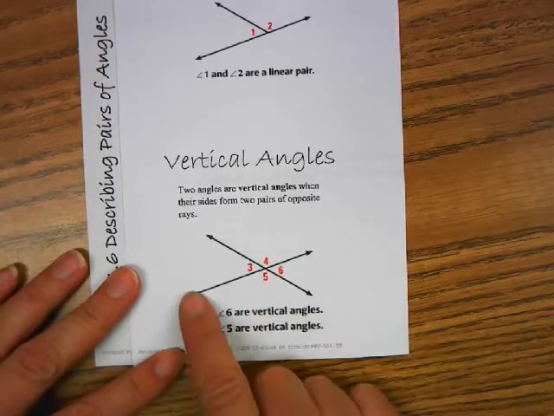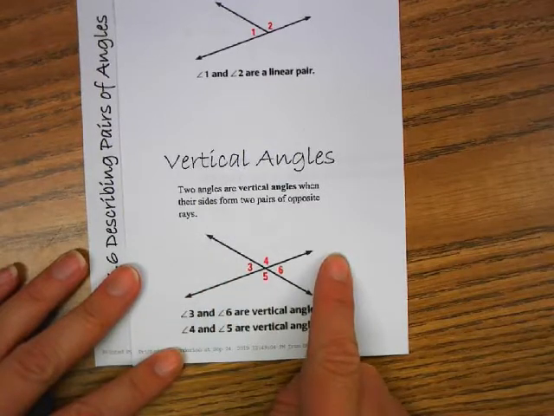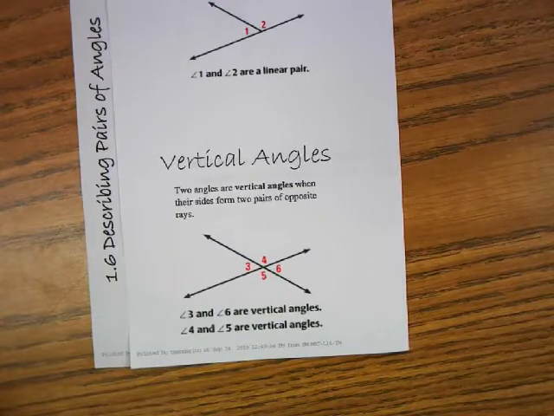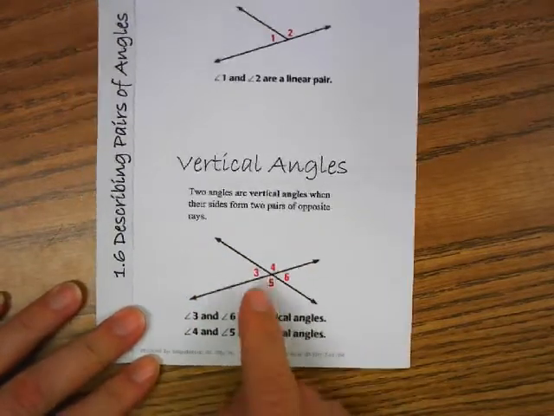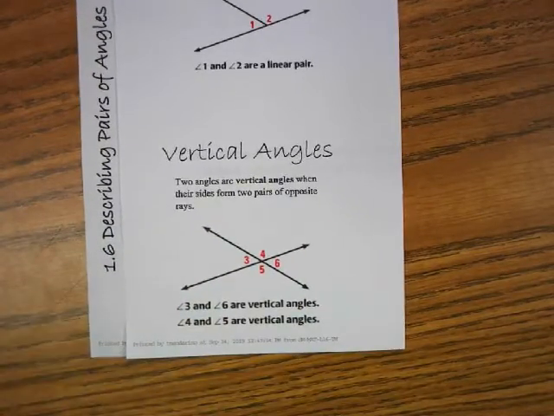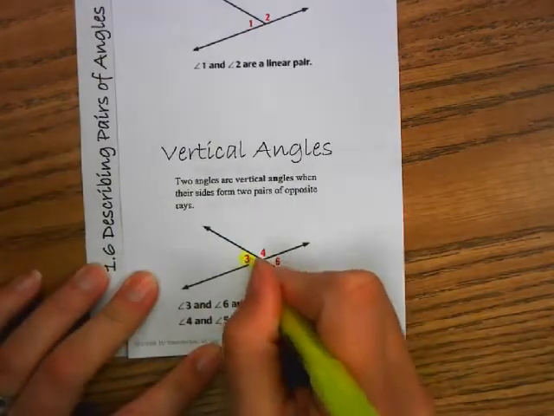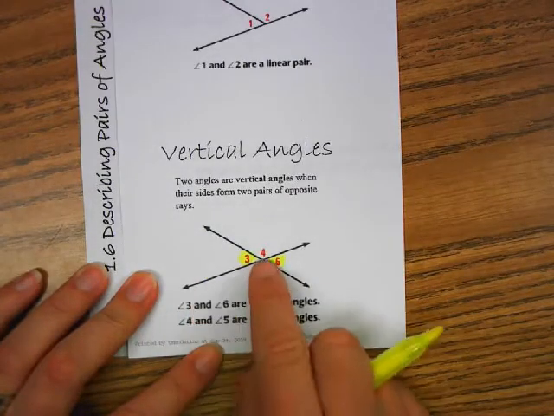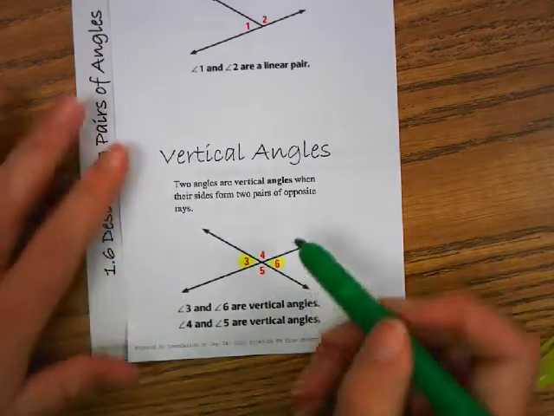So vertical angles are formed when you have two intersecting lines. So it says right here, two angles are vertical angles when their sides form two pairs of opposite rays. So again, you're looking at these intersecting lines and you'll see that there are four angles that are created. So angle 3 and angle 6 would be vertical angles because their sides are opposite rays, as well as angles 4 and 5.